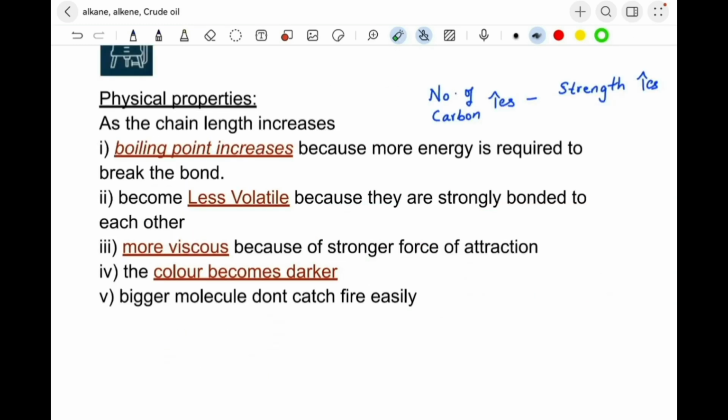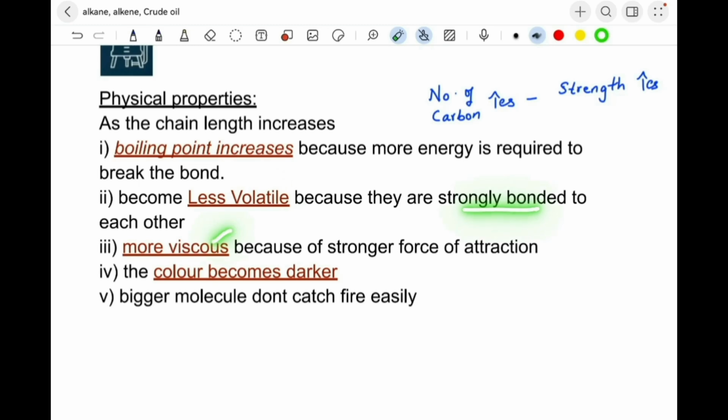Physical properties. As the chain length increases, boiling point would increase. That is because the strength of intermolecular forces of attraction would be more, so we need to give more energy to break the bonds. And they become less volatile. As the chain length increases, they become less volatile. Volatile means easy to evaporate. Again, this is because of the strong bonding between them.